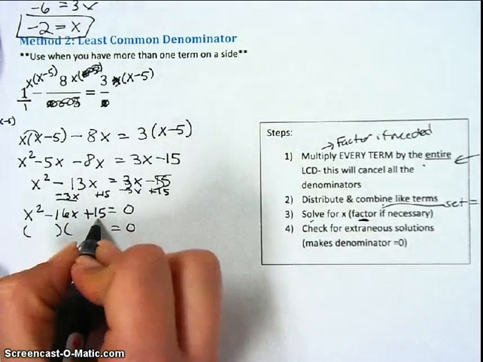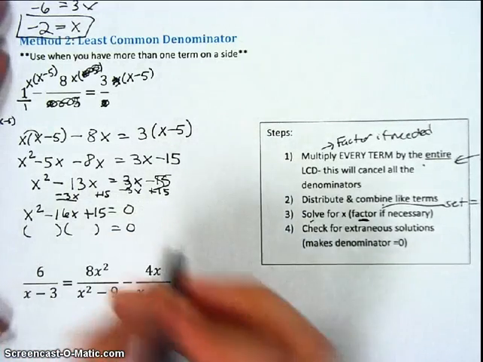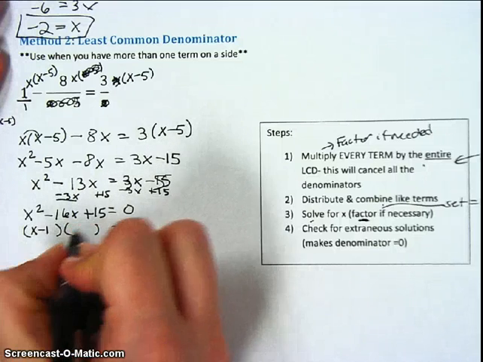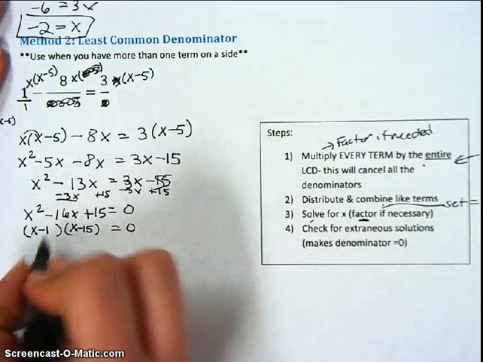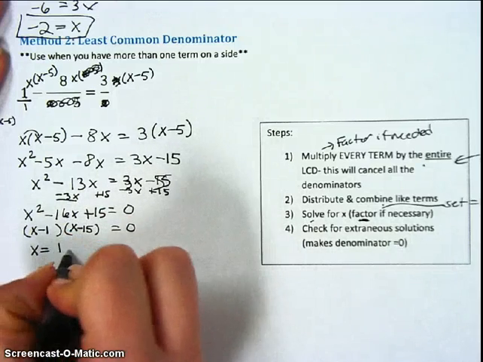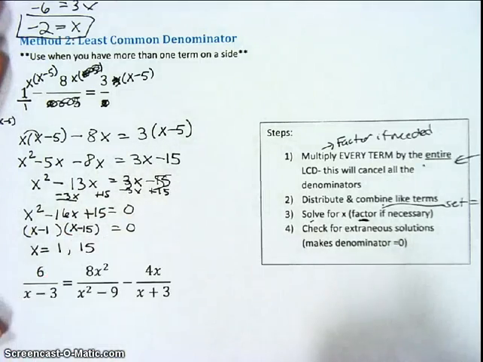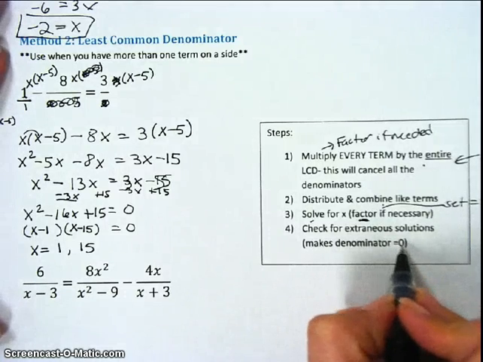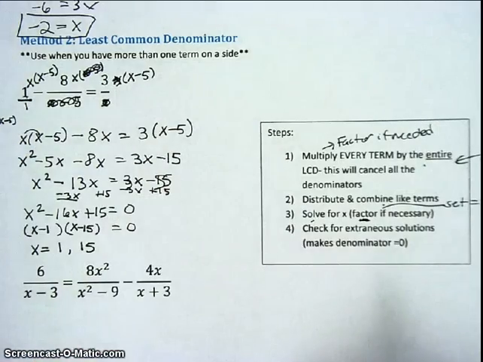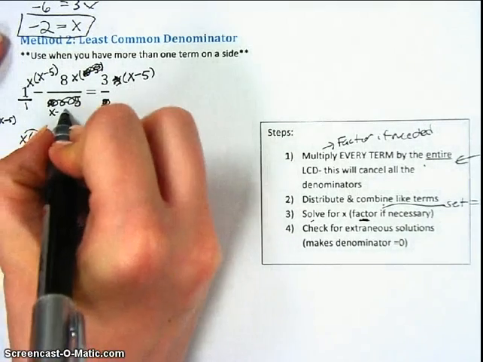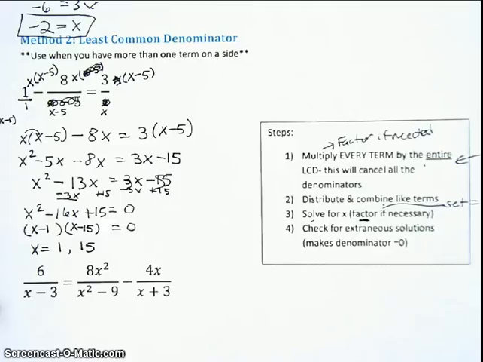Factor. Multiplies to be positive 15, adds to be negative 16, would be x minus 1, x minus 15. So our solutions, when we set them equal to 0, we'd have x equals positive 1 and positive 15. We want to check for extraneous solutions, so see if it makes our denominator 0. Now, I've scribbled out my denominators, but this used to be a minus 5, and that used to be an x.